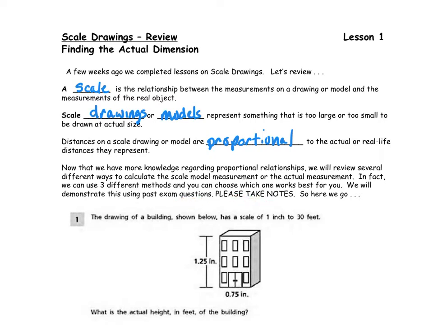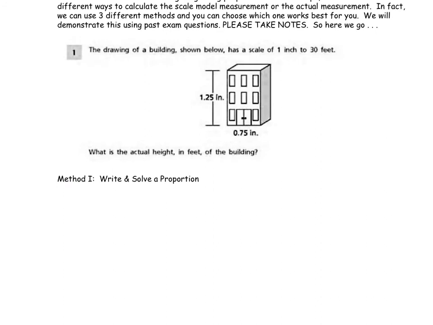So here we go. Our first question says, the drawing of a building shown below has a scale of 1 inch to 30 feet. What is the actual height in feet of the building? And our first method is going to be write and solve a proportion. So first let's highlight what's important. They gave us a scale of 1 inch to 30 feet, 1 inch being the model, 30 feet being the actual. And then the question they ask us is the actual height in feet.